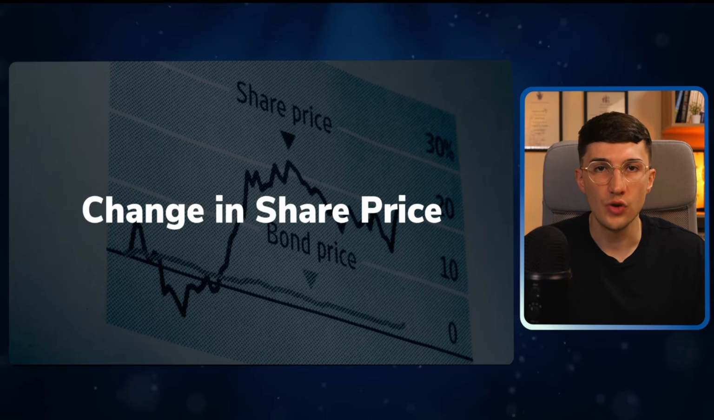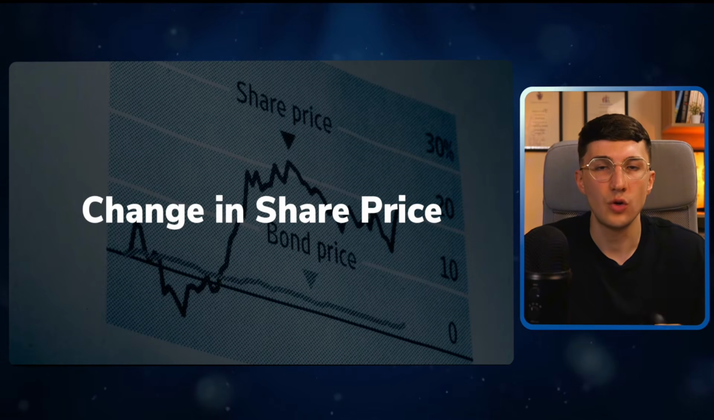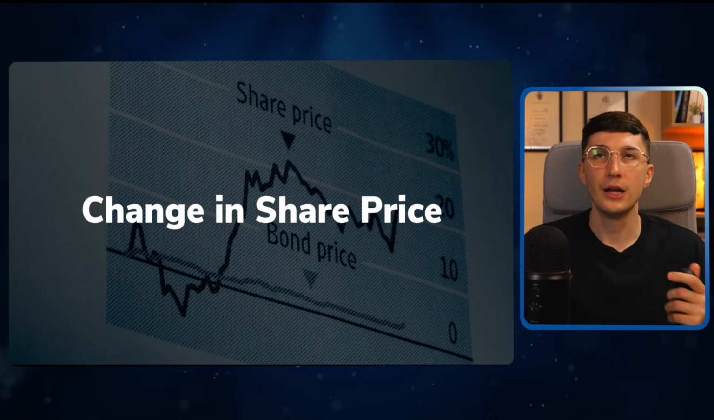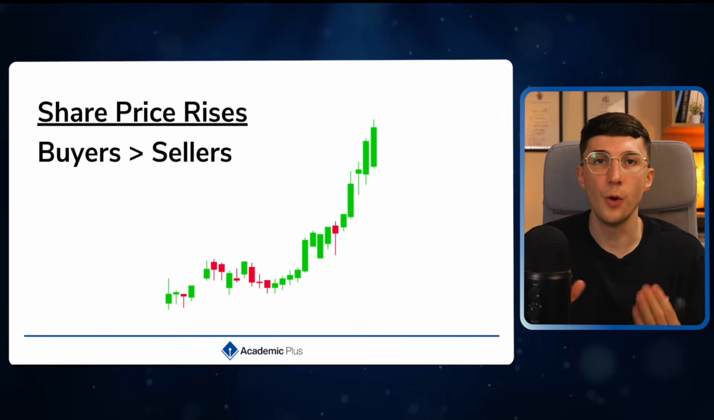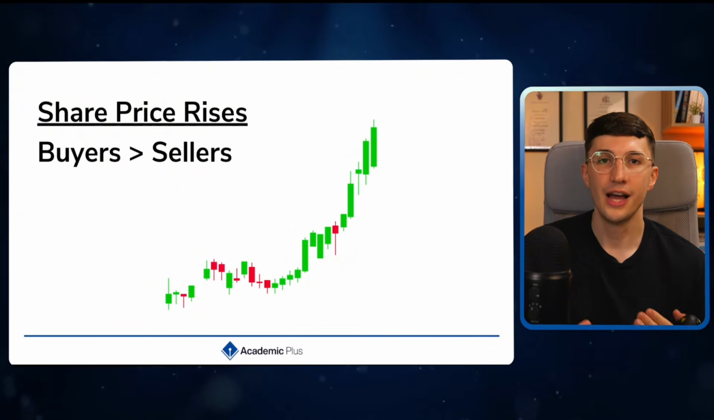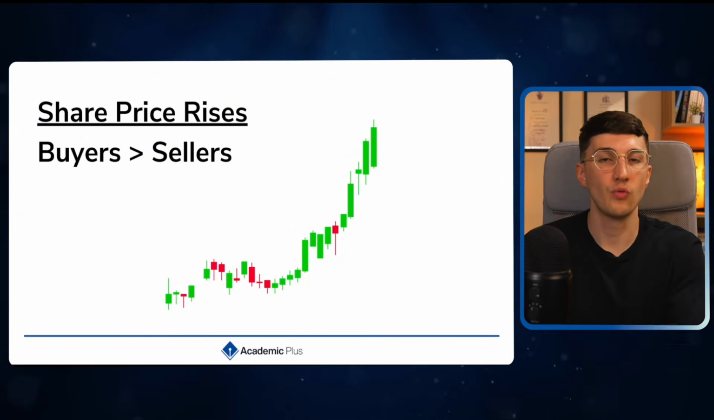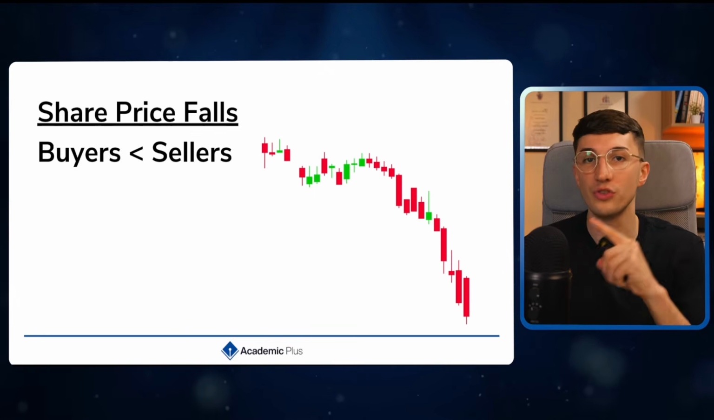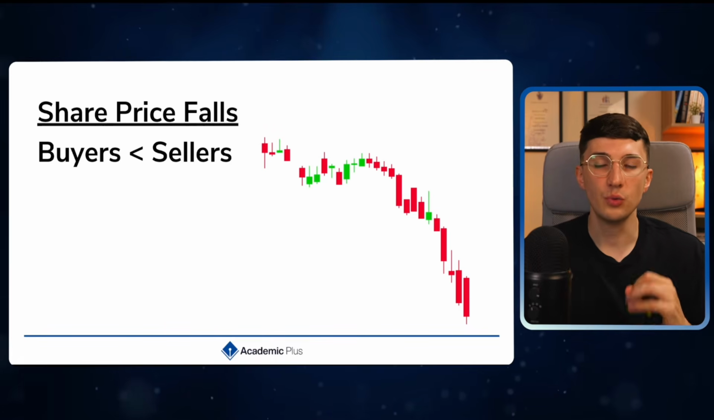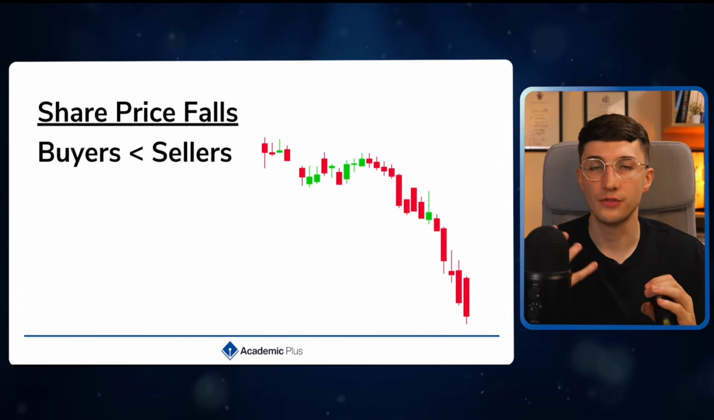But then that leads us on to another important topic. What actually causes the change in share price? Breaking it down to simple principles, essentially the share price would go up if you have more buyers than sellers, more people buying shares rather than selling. But the share price would fall if you have more people selling the share than buying it. And this will link quite closely to our concept of supply and demand.